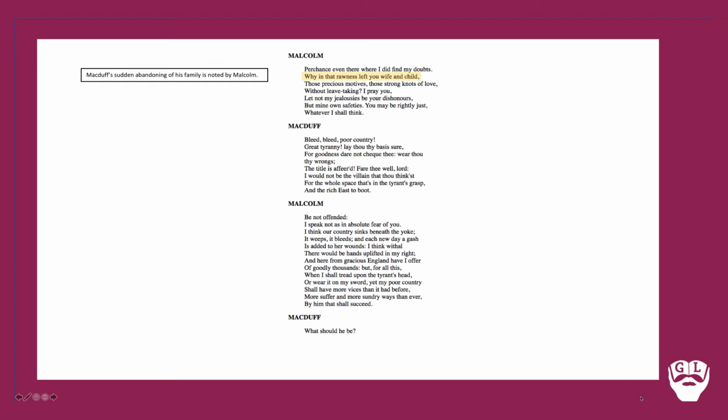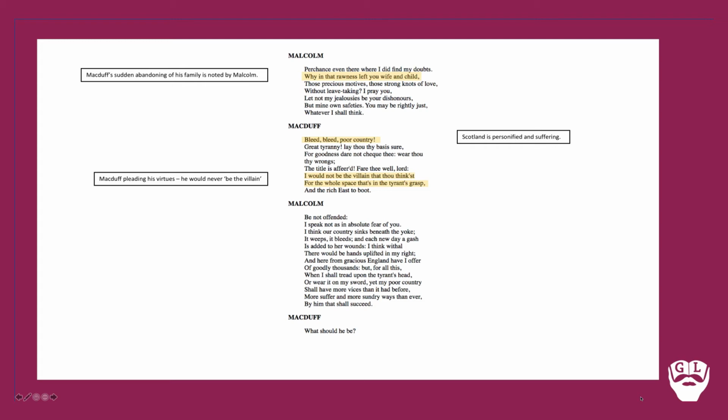Macduff then says, "Bleed, bleed, poor country." Scotland is personified here and suffering at the hands of Macbeth. Notice it's not dying, but bleeding, like it's a slow leak, like it's something slow and suffering. "I would not be the villain that thou think'st," here Macduff is saying, "for the whole space that's in the tyrant's grasp." He's reaffirming to Malcolm his virtues and his honour, that he would never ever be so traitorous as to do so.